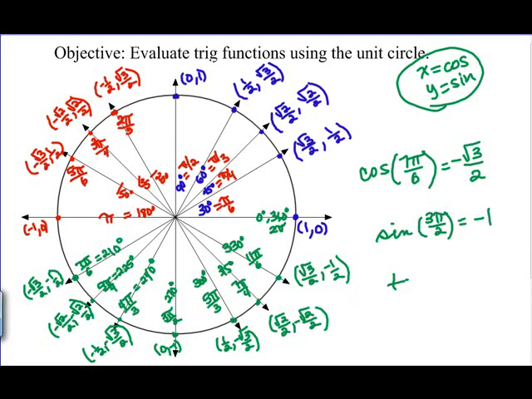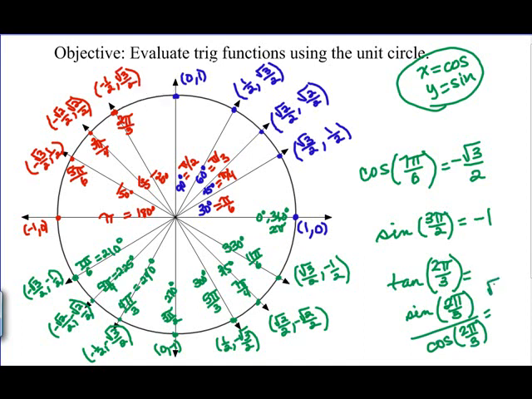What about if I ask you to find the tangent of 2 pi over 3? Okay, the tangent would be what? Sine over cosine, so you'd have to find the sine of 2 pi over 3 divided by the cosine of 2 pi over 3. So the sine of 2 pi over 3 is what, square root of 3 over 2, divided by the cosine, which would be -1/2. And so that gives us negative square root of 3.